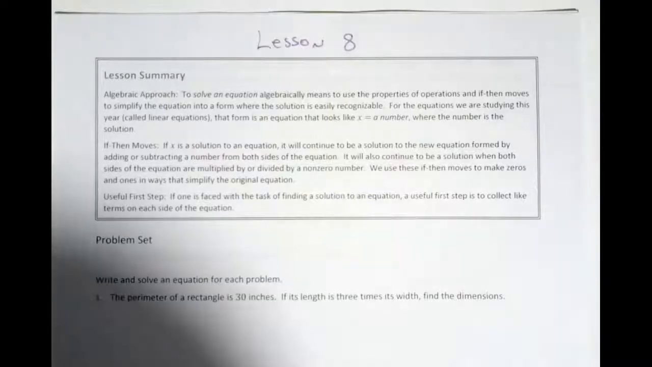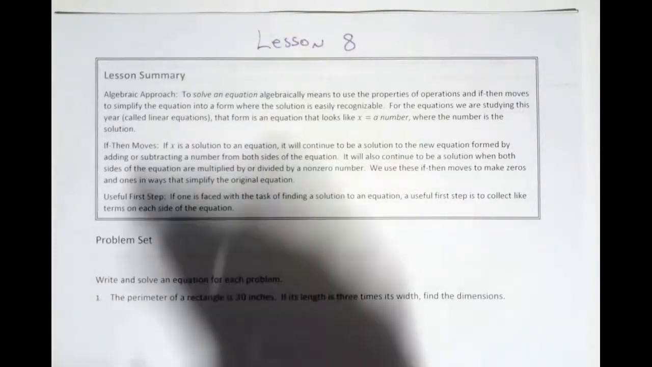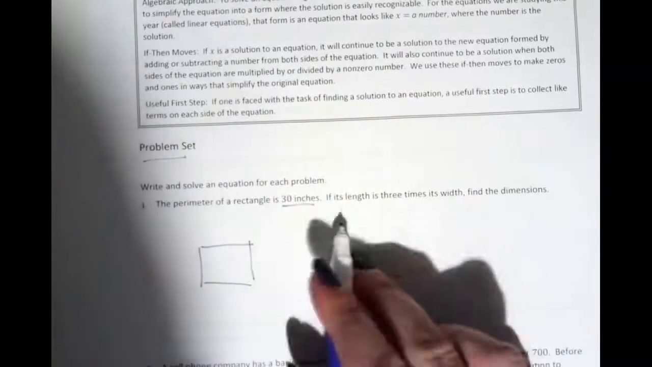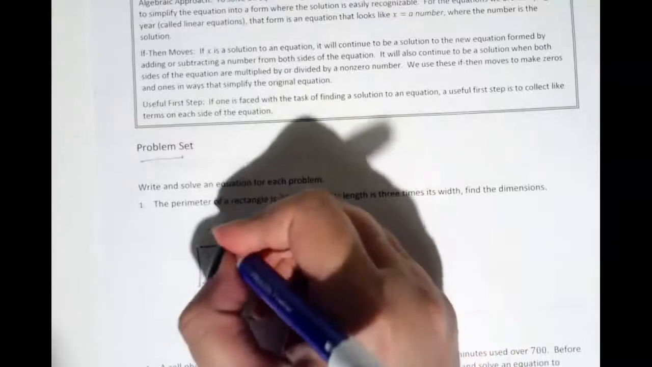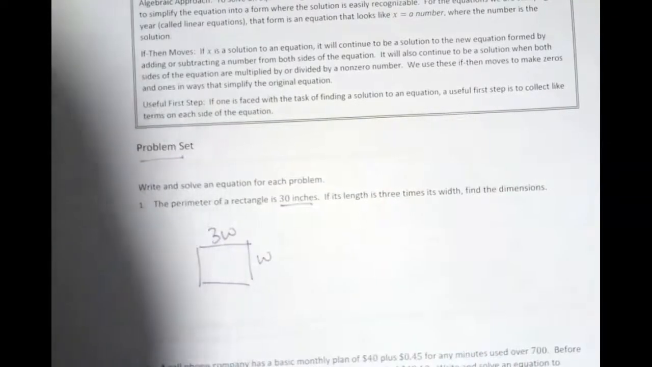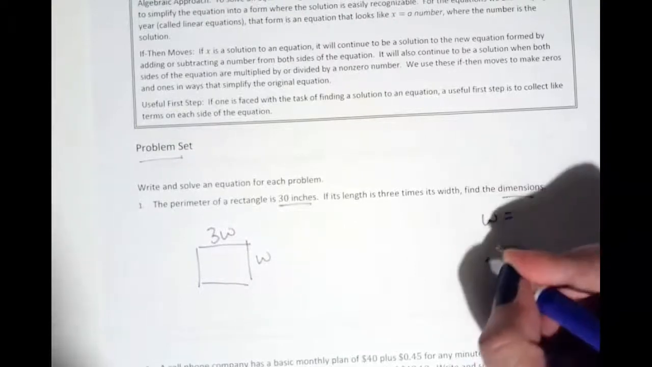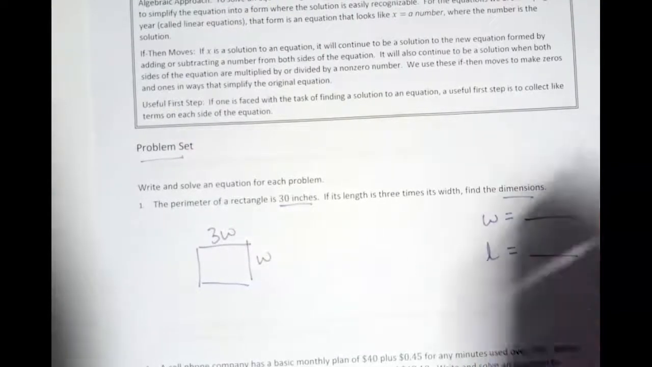Okay, now we're going to look at the Lesson 8 problem set solutions. We're going to write and solve an equation for each problem. The perimeter of a rectangle is 30 inches. Its length is 3 times its width. Find the dimensions. Again, the dimensions that we would need are a width and a length when we're finished.